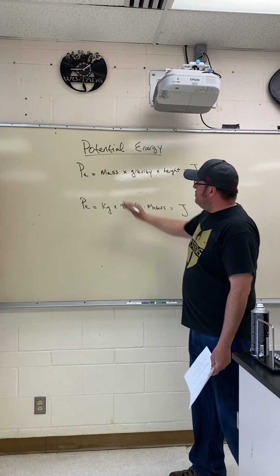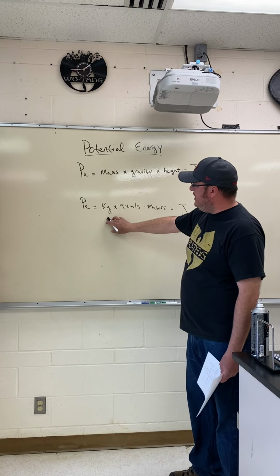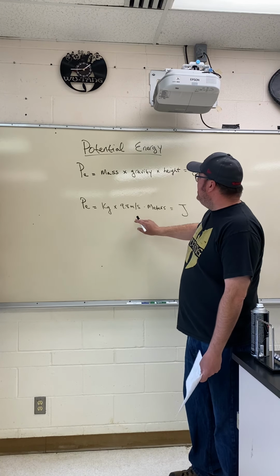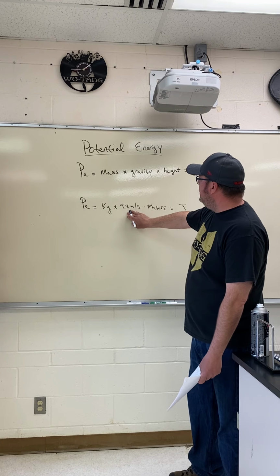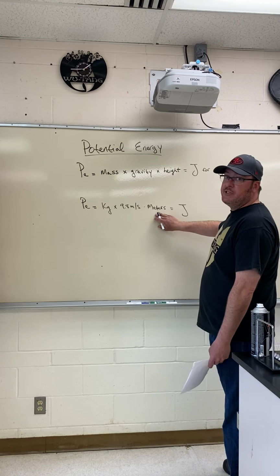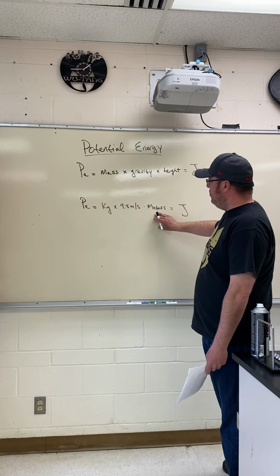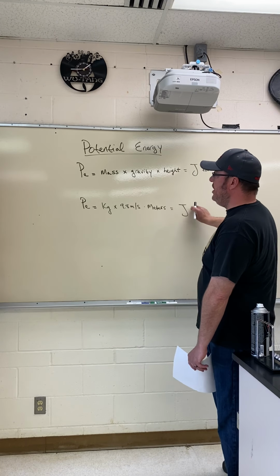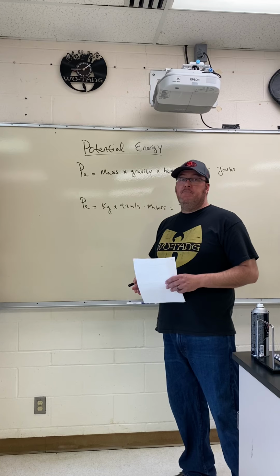When we work with this, mass is always in kilograms, so kg. Gravity, in this situation, since we're going to be working with Earth, is going to be 9.8 meters per second, and height will always be in meters. So instead of feet or inches or kilometers, we're going to go meters, and our answer is going to be in J.